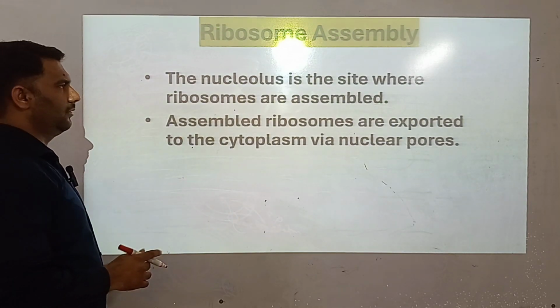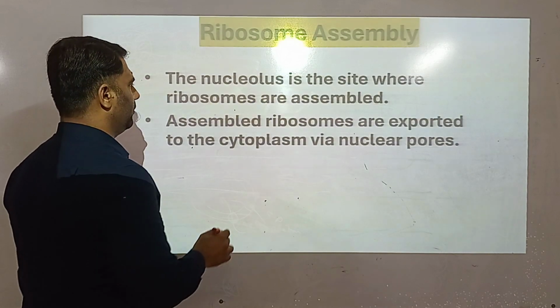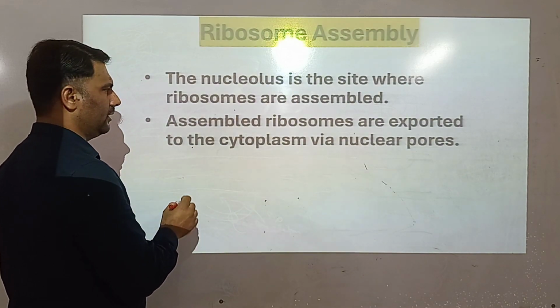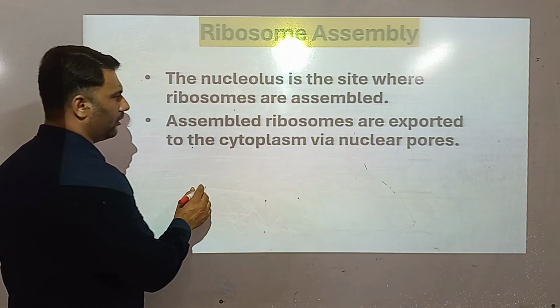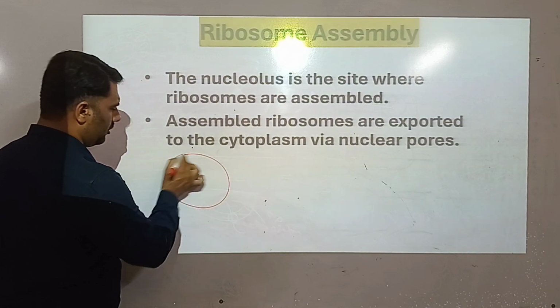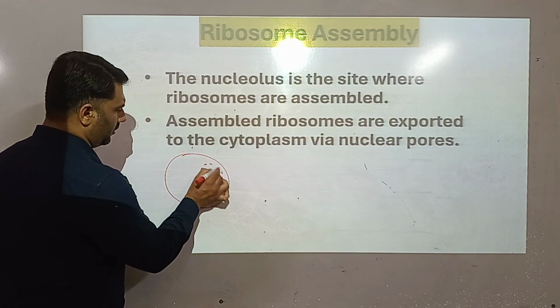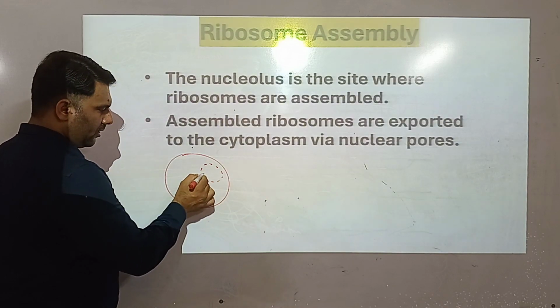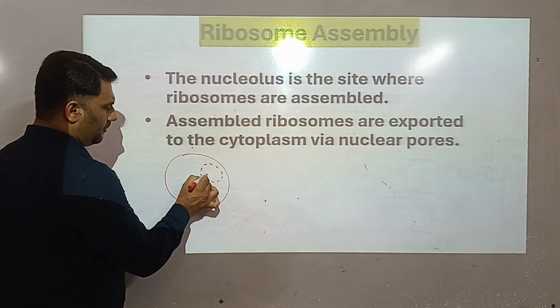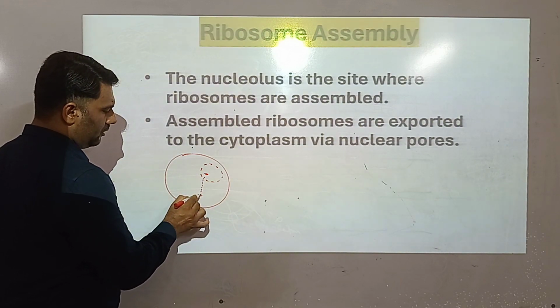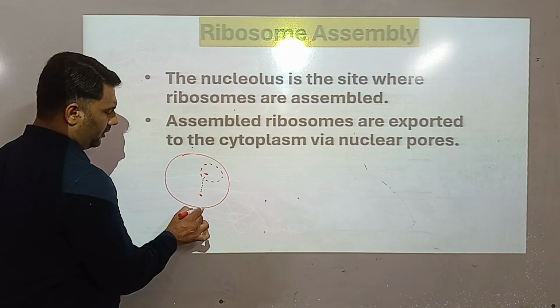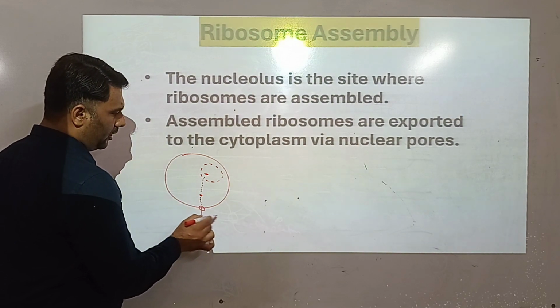Ribosome assembly: the nucleolus is the site where the ribosomes are assembled, and assembled ribosomes are exported to the cytoplasm via the nucleopore. Look, we are describing this. For example, this is the nucleolus, and there is the formation of ribosome. After the formation, this ribosome will travel through the nucleoplasm, and there is the nucleopore. From this nucleopore, it will move out.